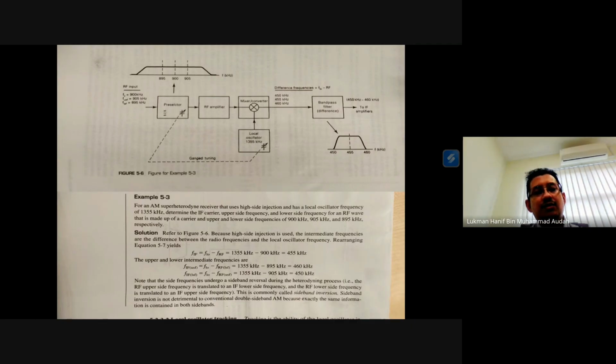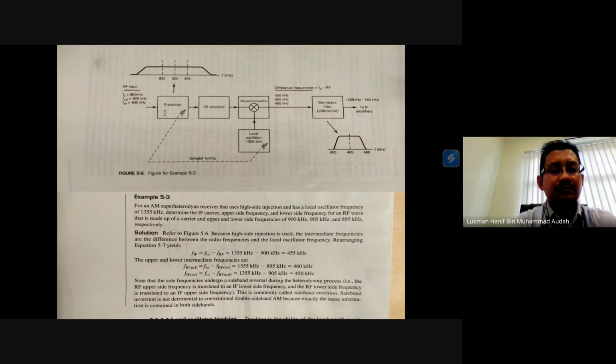Okay. So if you see from the picture, we are receiving this input signal between 895 until 905 kilohertz frequency band. So this is the RF frequency input, from 895 until 905.